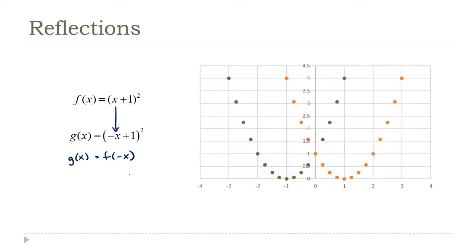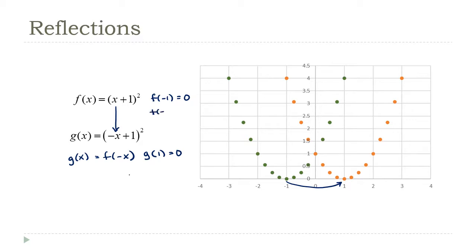All right, so these are my results here, and this one is maybe not quite as obvious to see what's going on. Let's try looking at some points. If we look down at the bottom, f of negative 1 is 0. On the other hand, g of positive 1 is 0. So this point that was at negative 1, 0 has now been moved over to 1, 0.